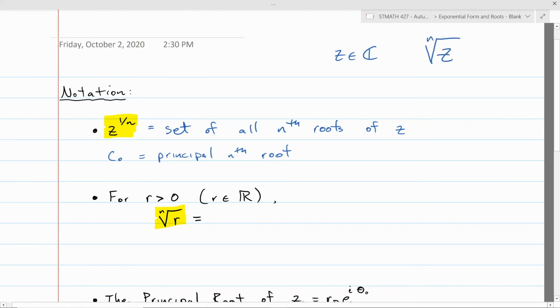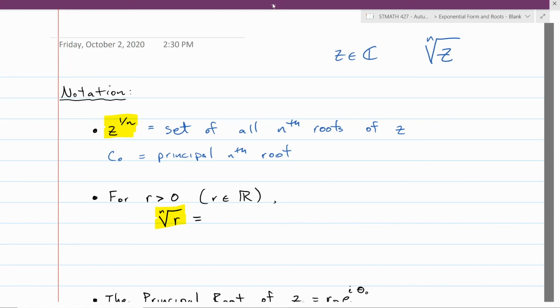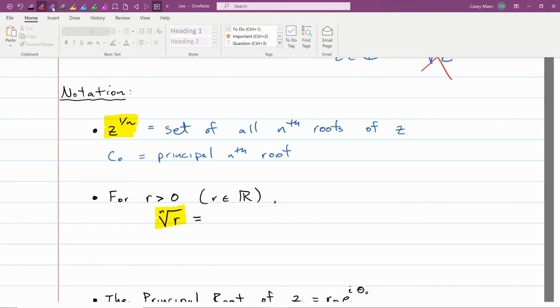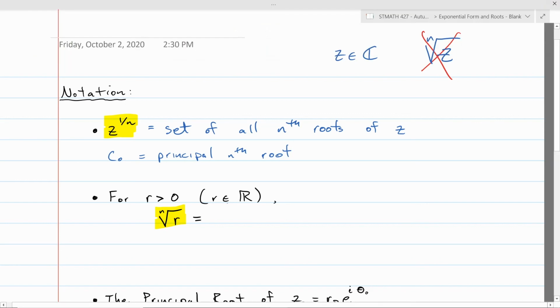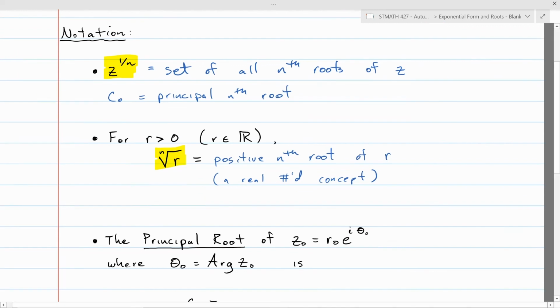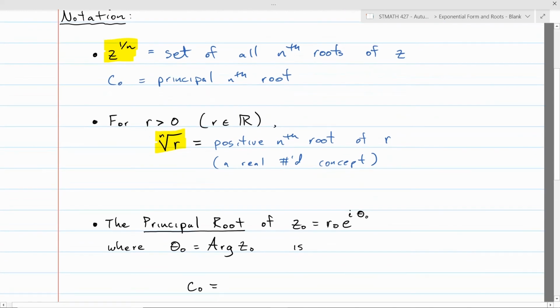We just won't use that notation, because we're going to reserve that square root symbol for real numbers. So if r is a positive real number, then the nth root of r will just be understood to be the positive nth root of r. We're talking about a real-numbered concept here. When you talk about the positive nth root of r, it's just that positive real number that, when you raise it to the nth power, you get back r. So you're not going to get n of these things. There's just one. So this thing is unique.